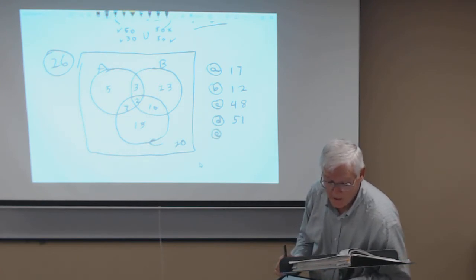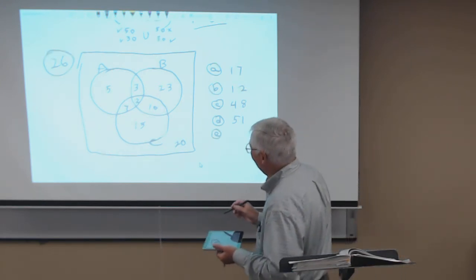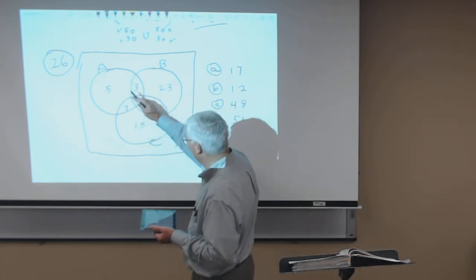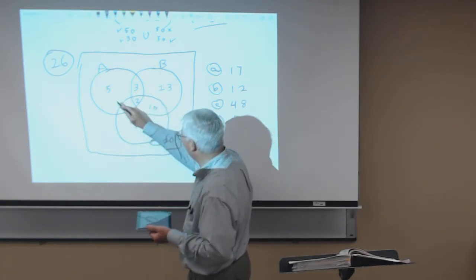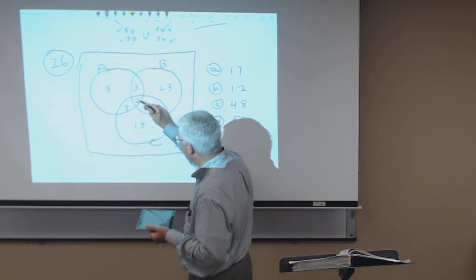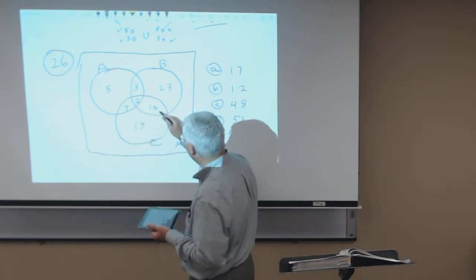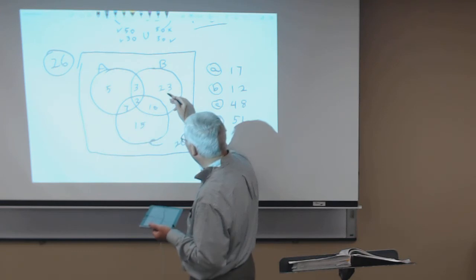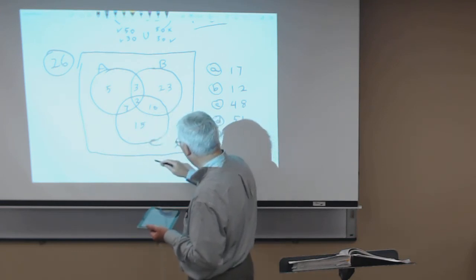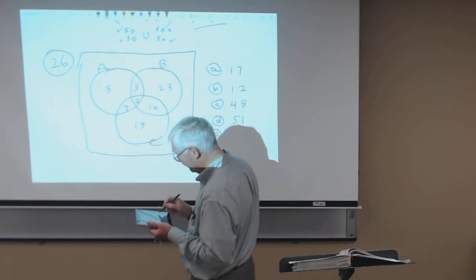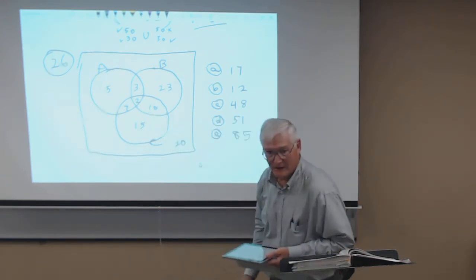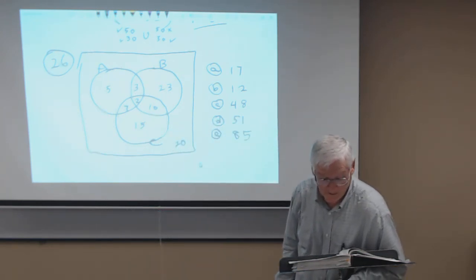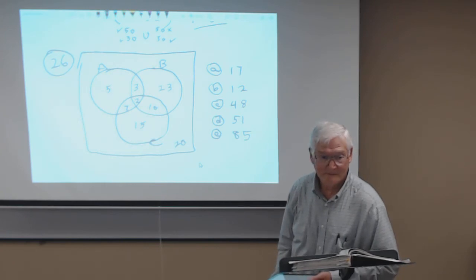E. How many people were interviewed? Oh, some more math. Let's count them all. 5 and 3, 8, 10, 17, 27, 40, 50, 65, 85 people, right? Everybody follow what's going on? You got this figured out.